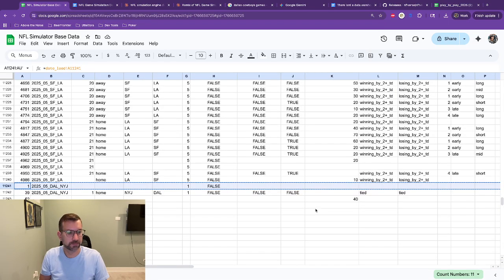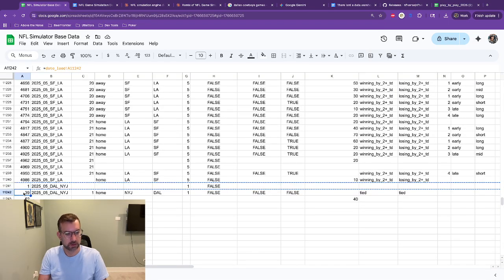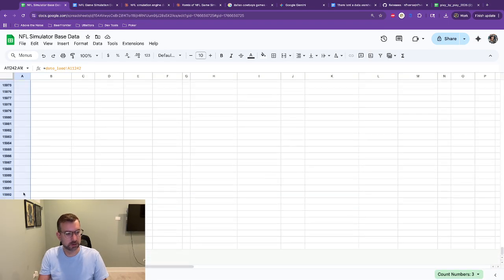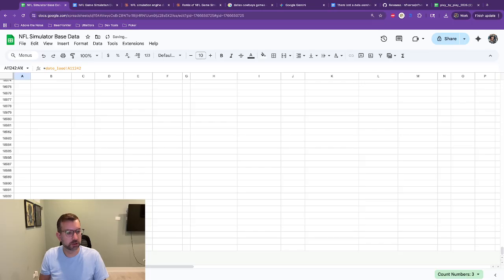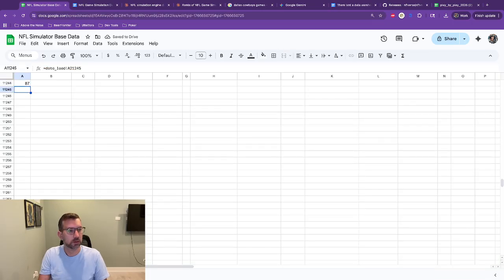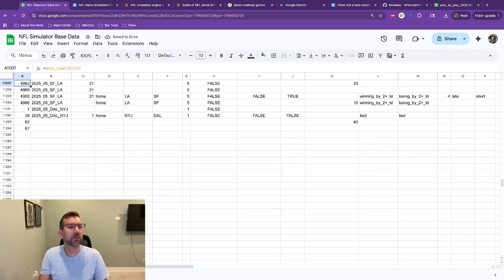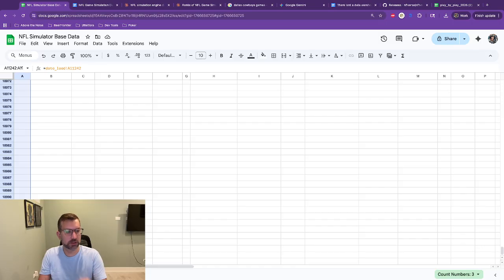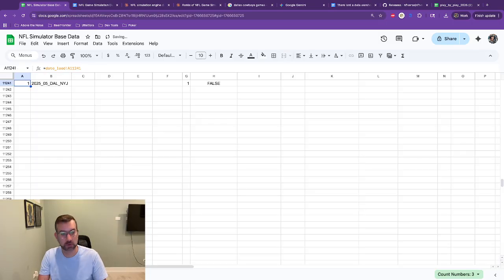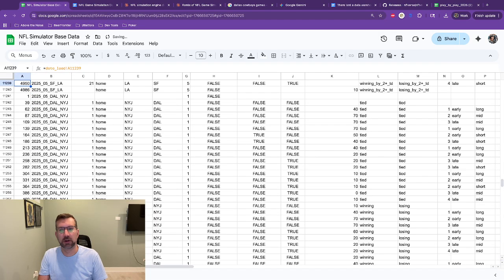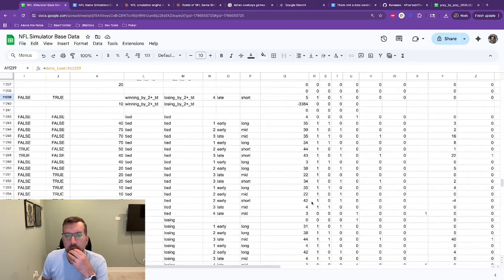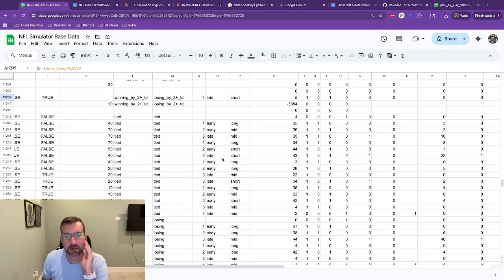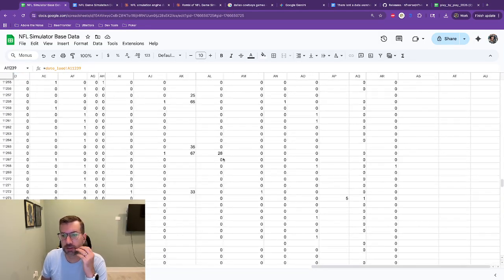Copy. And we'll add 3,000 more rows just in case. And what we're going to do, paste. Okay. There we are. All the data is now populating. Woohoo! First and early, second and early, long. Okay, cool. All the game statistics looking good.